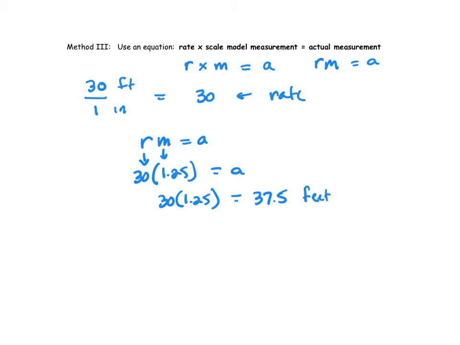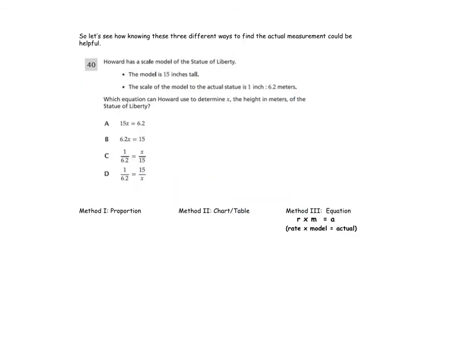So now let's move on to the next problem. This is another exam problem. So let's see how knowing these three different methods to find the actual measurement could be helpful. Howard has a scale model of the Statue of Liberty. The model is 15 inches. The scale of the model to the actual statue is 1 inch to 6 2/10 meters. Which equation can Howard use to determine X, the height in meters of the Statue of Liberty?